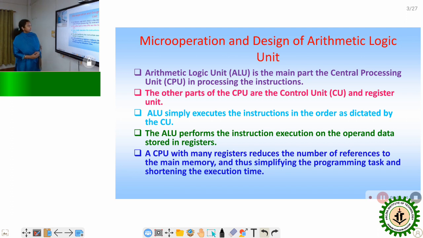Now a CPU with many registers reduces the number of references to the main memory, and thus simplifies the programming task and shortens the execution time also.